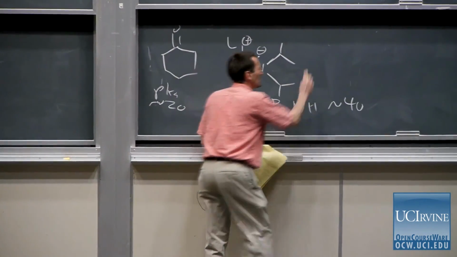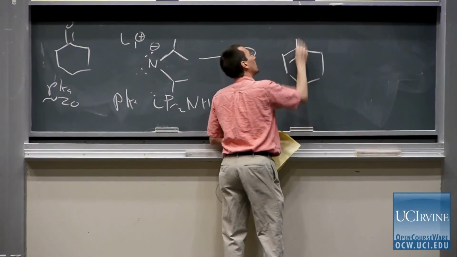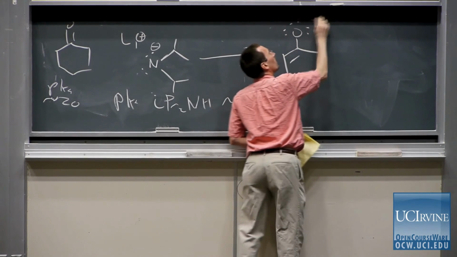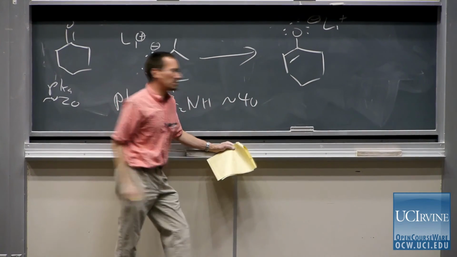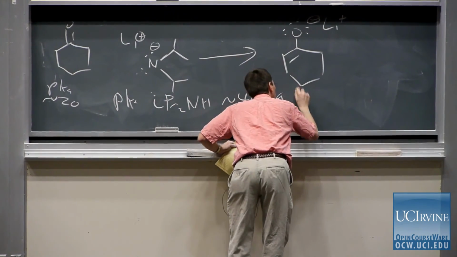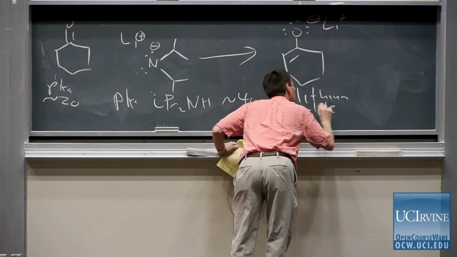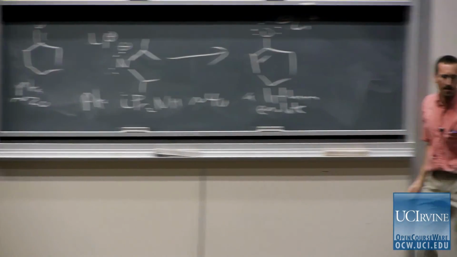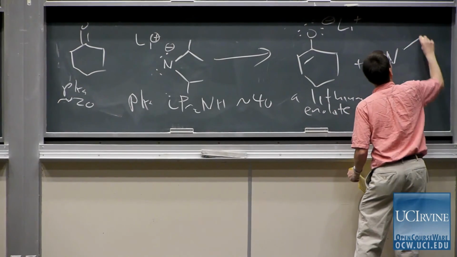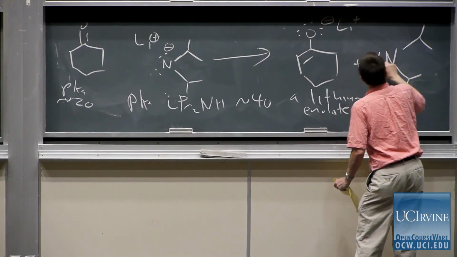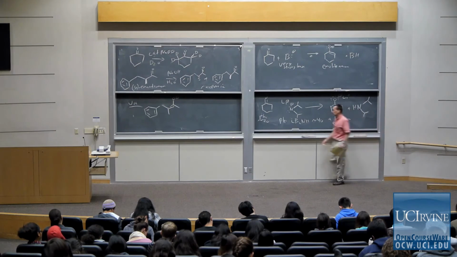So the reaction here lies so far to the right that our lithium enolate, I won't even bother to write the reverse arrow. Our lithium enolate is essentially formed stoichiometrically, and of course the other component in this reaction is diisopropylamine. So we have an acid-base reaction.